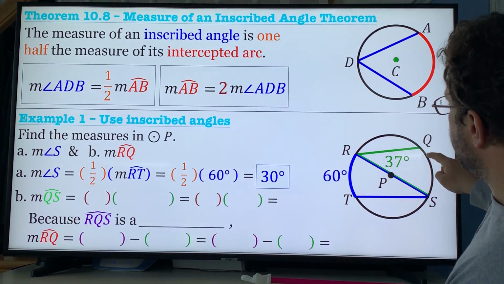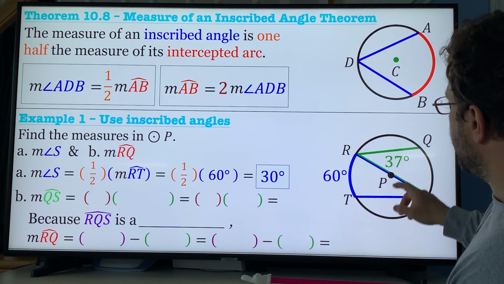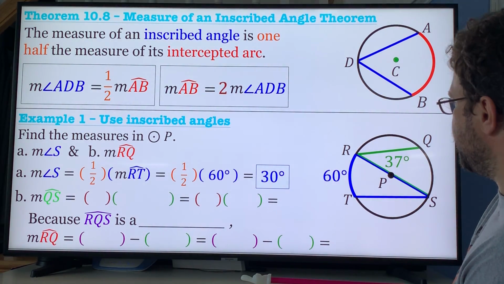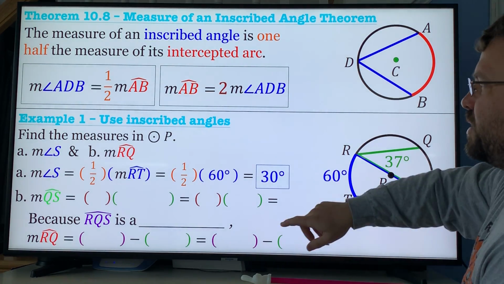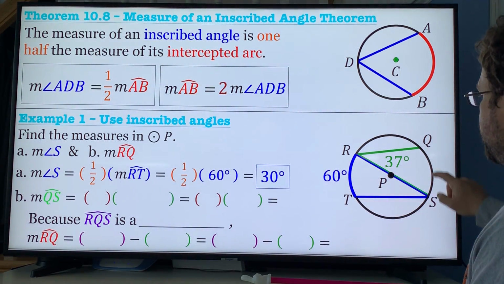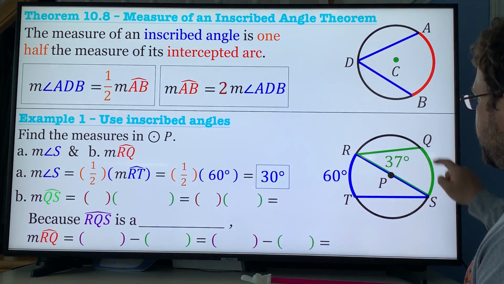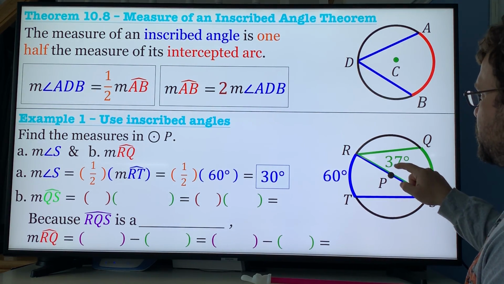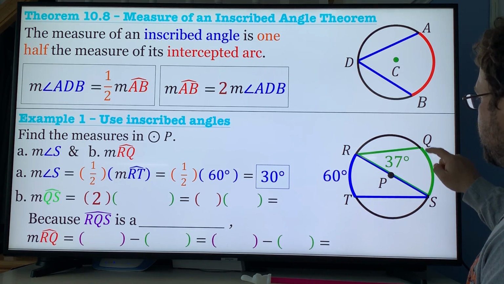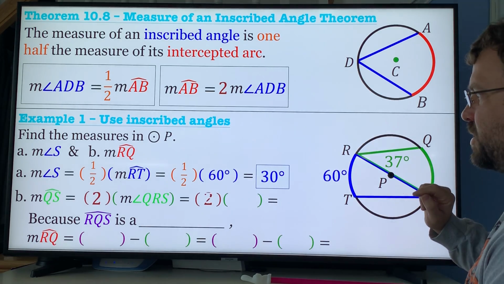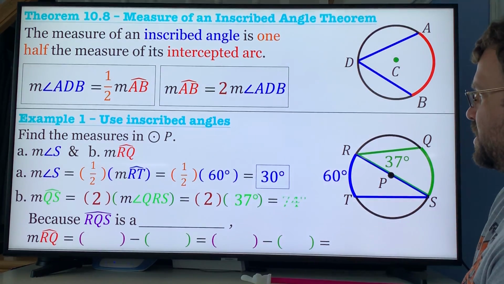So now we're going to find the measure of QS. Well, we have to find RQ. RQ is this. So now we're going to be doing a little crazy stuff here. So first thing when you're finding RQ, you have to find QS. So what is QS related to 37? Oh, we have QS right here. So it is 2 times what angle? QRS, right? What's angle QRS? 37. 2 times 37 is 74.